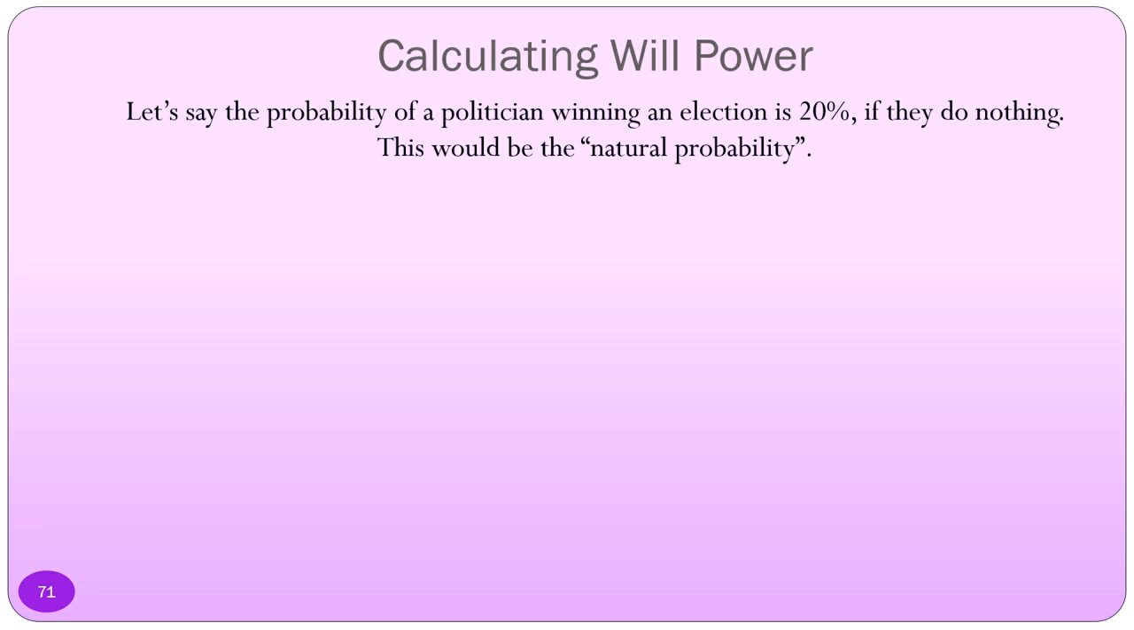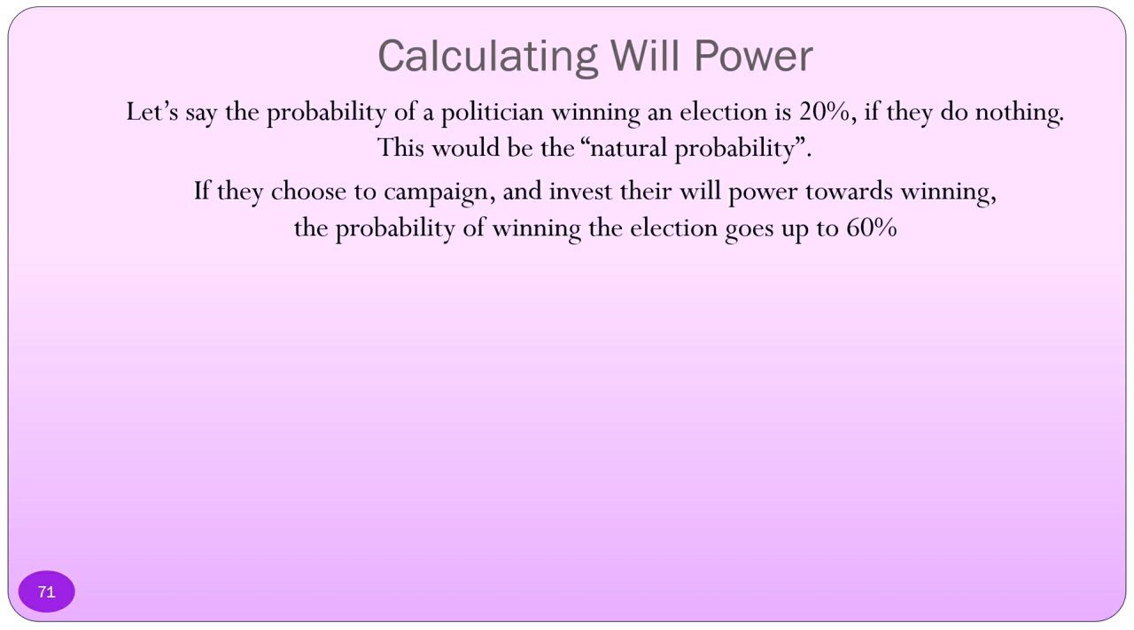All right, so let's say the probability of a politician winning an election is 20% if they do nothing. All right, so this would be the natural probability, right? They don't make an effort, they don't get any advertising. It's just based on people knowing that person. Maybe they have a 20% chance of winning an election that they're in. However, if they choose to campaign and they invest their willpower towards winning, they find that the probability of winning the election goes up to 60%.